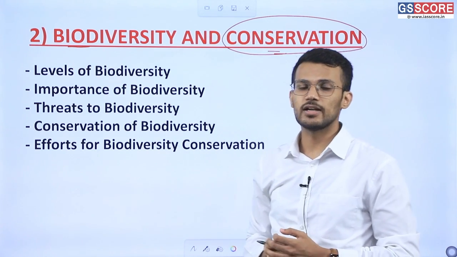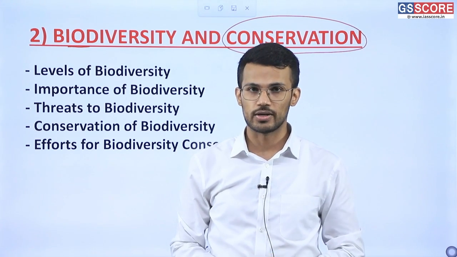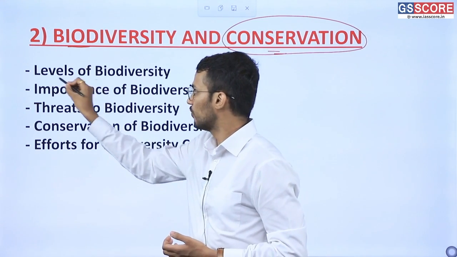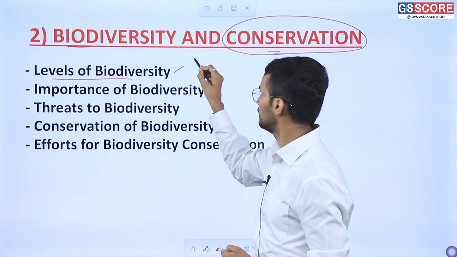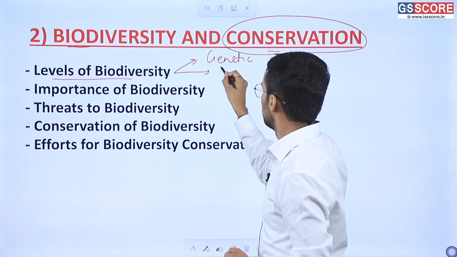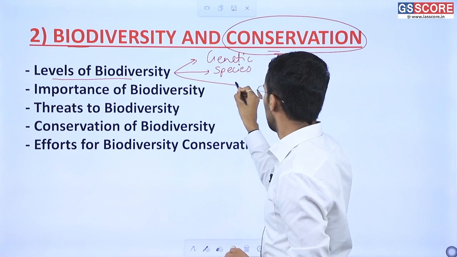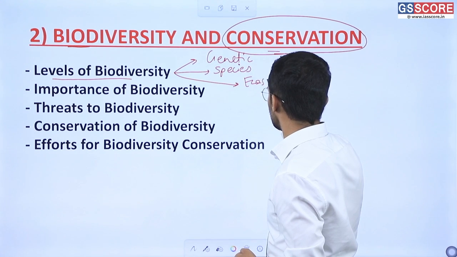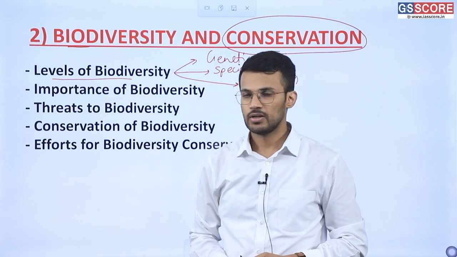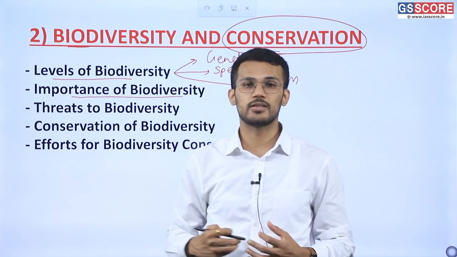So under biodiversity and conservation, firstly we'll be understanding a few basic concepts related to biodiversity. What do we mean by biodiversity? What are the different levels of biodiversity? For example, genetic diversity, then species diversity, and then ecosystem diversity. These are the three levels of biodiversity, right? Then importance of biodiversity. Why is biodiversity important?